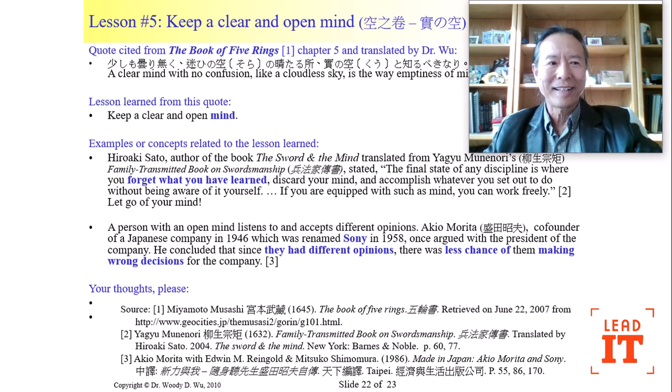Lesson number five, keep a clear and open mind. Hiroaki Sato stated that the final stage of any discipline is where you forget what you have learned. Yes, that's very important. So in The Book of Five Rings, the fifth ring asks you to forget about the first four rings. When you are facing a new situation, past experience may not help you and may hurt you. Akio Morita of Sony said that since they had different opinions, there was less chance of them making wrong decisions for the company. In this case, the founder and the CEO were arguing. He said, hey, that's a good opinion. If we all think the same, we have less opportunity to find a problem.